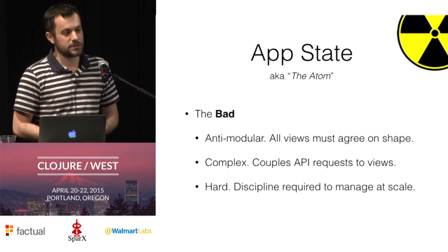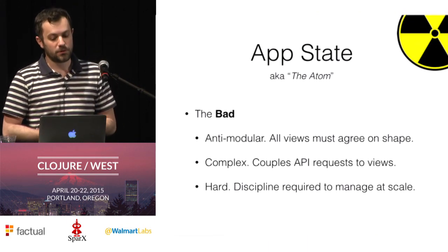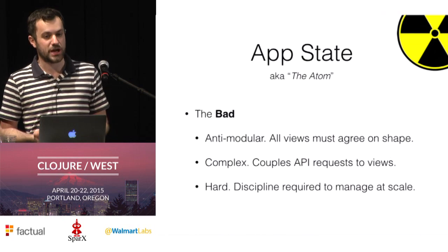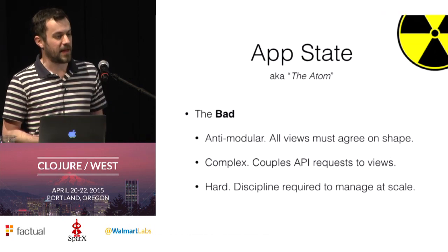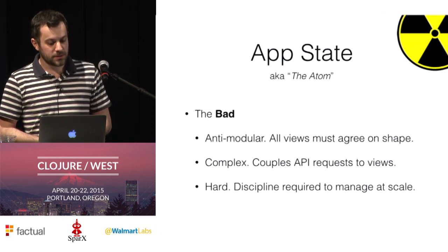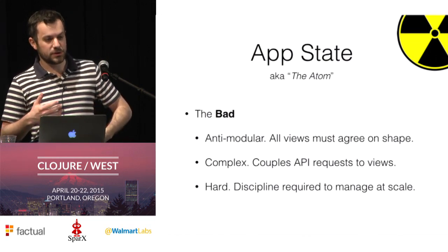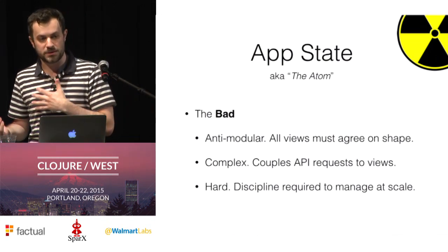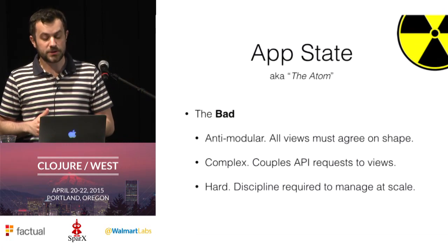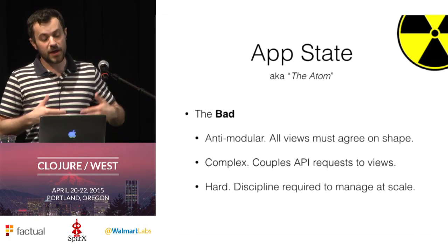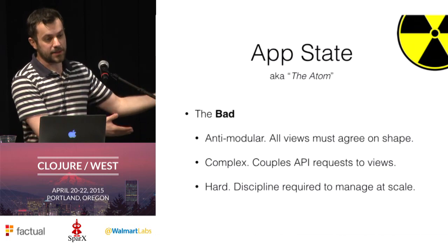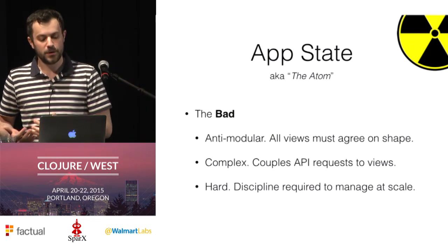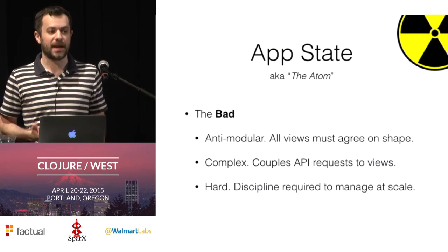And frankly, the biggest thing is that it's anti-modular, right? Every view has to agree on the shape of the data that's going to be living in that big ol' atom. And that is tricky because it's talking to the server, which is a different idea of what the shape should be, and then some view may want some different slice of data. And it's also complex because it means that the API requests you're making are going to be tightly coupled to the view you have. So this requires discipline to manage at scale.